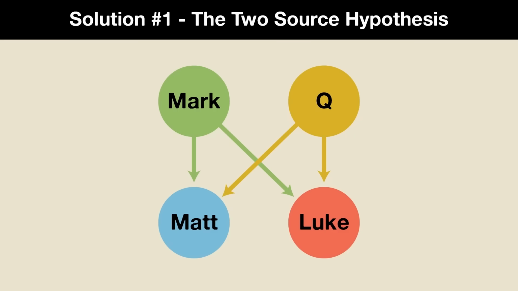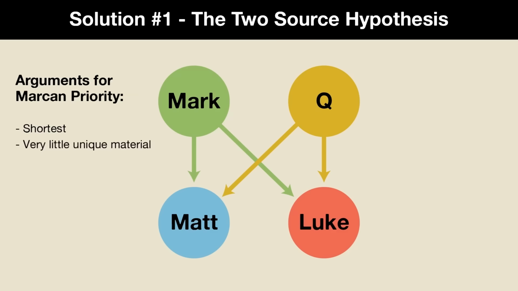Some of the reasons why most scholars believe that Mark was written first include the fact that it is the shortest of the three synoptics, with very little material that is not found in the other two, as well as the fact that it uses grammar that is less refined and a theology that is more primitive. So the basic idea is that both Matthew and Luke took what they found in Mark and attempted to improve on it, both by adding more content and by tidying up the language.